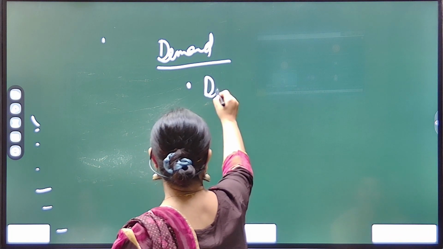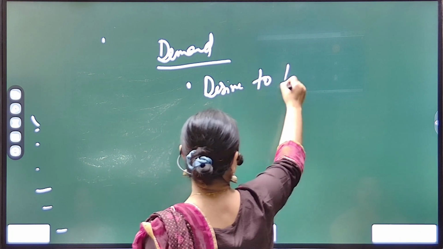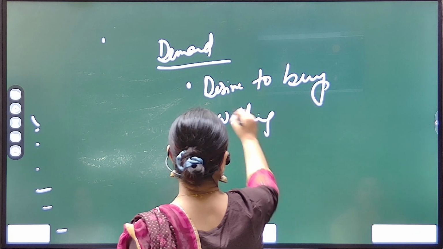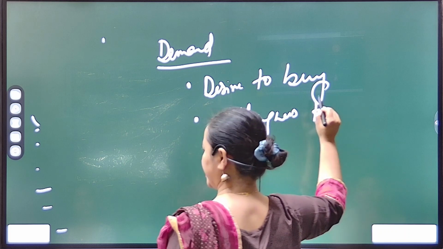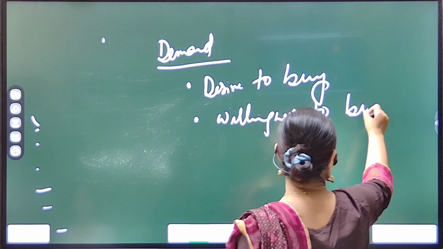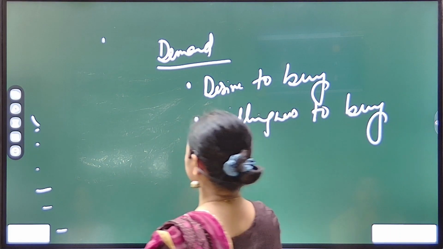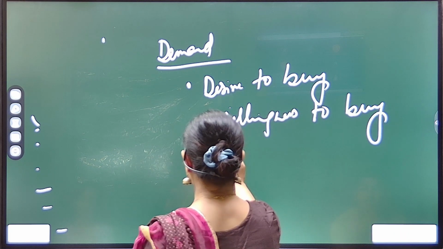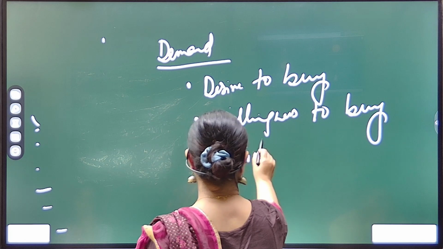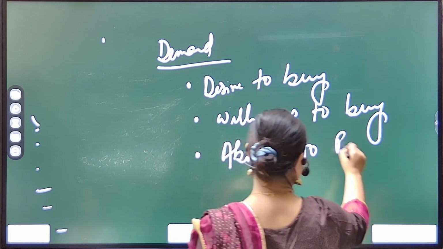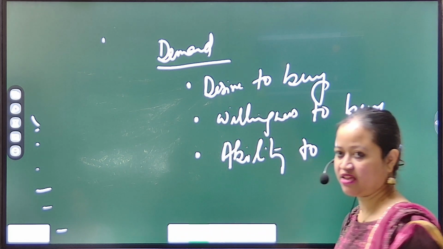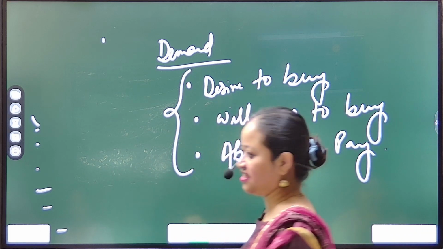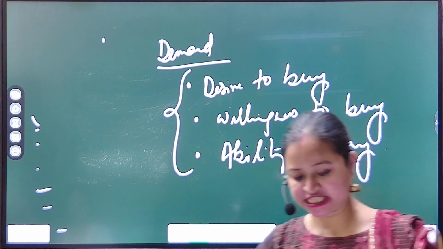So desire to buy, and willingness, yes, very good. Willingness to buy. Another one is? Ability to pay. Yes, very good. See, online students are more sincere. Ability to pay. Right? So here, whenever we are talking about demand, now go to page number 19.